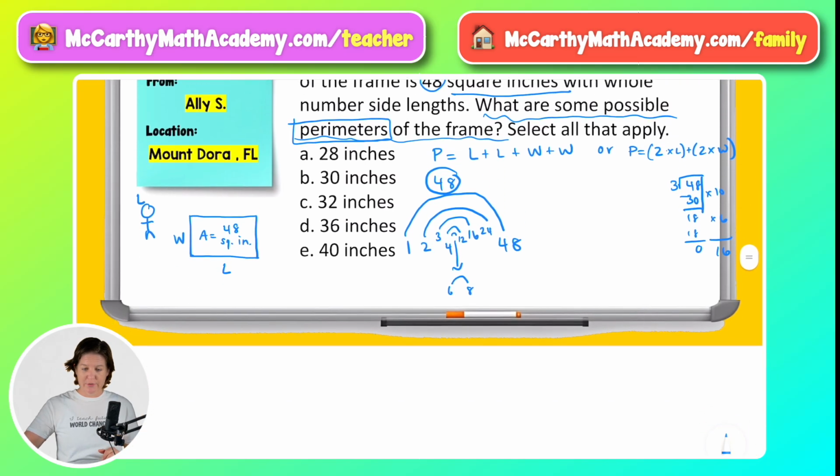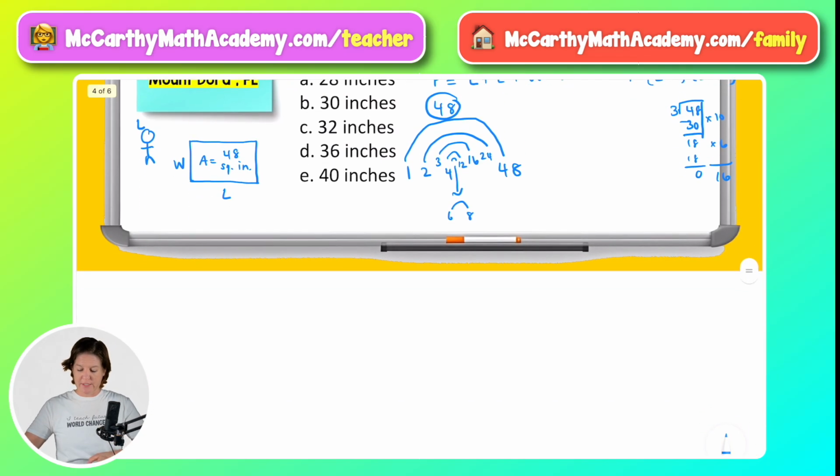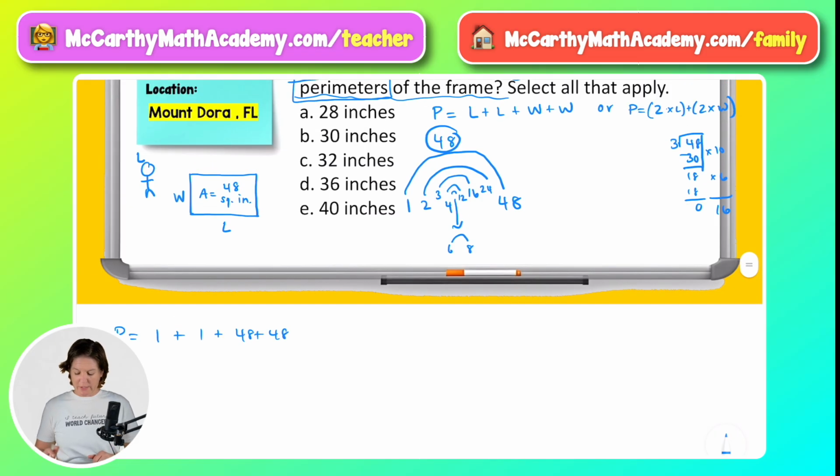And you know what? I'm gonna give myself some more thinking space down here. So I'm gonna say, what if P equals 1 plus 1 plus 48 plus 48? Okay, well, just by looking at that, I know that 48 and 48, that's going to be way bigger than any of my other options there. So this would not be one to choose.